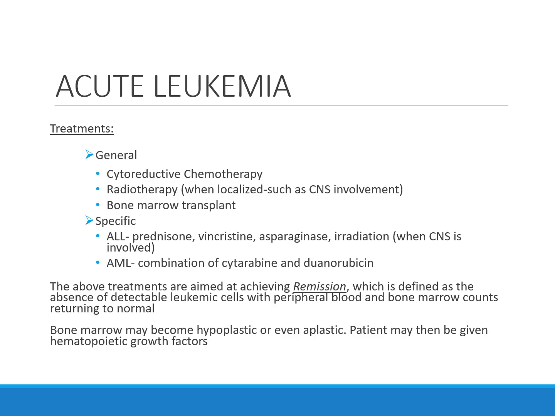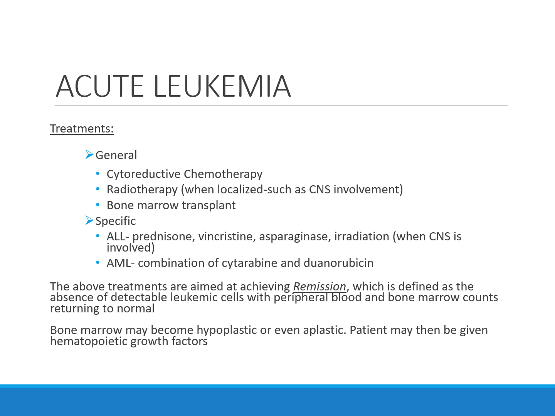Now these are all just general treatments, but there are some that are more specific depending on whether we have ALL or AML. With regard to ALL, we may use prednisone, vincristine, asparaginase, irradiation, and especially when CNS is involved. And then with AML, we might use a combination of cytarabine and daunorubicin.